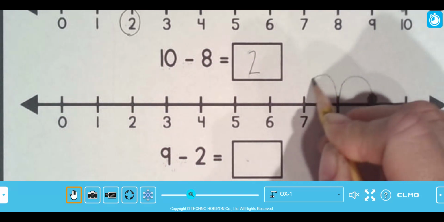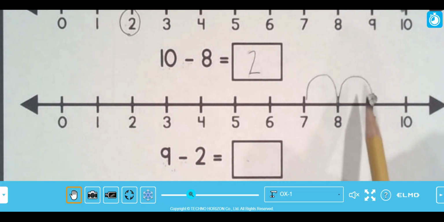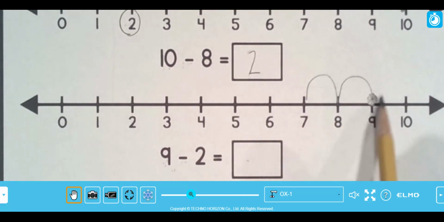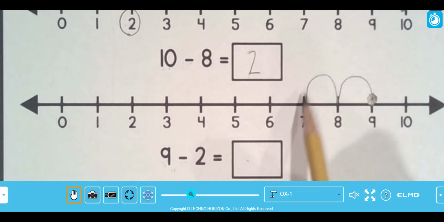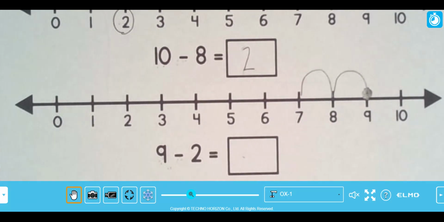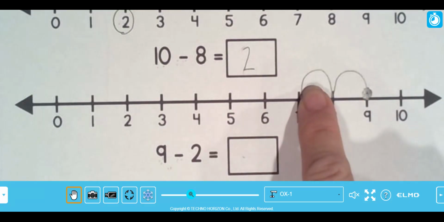1, 2. Go ahead and make your 2 bumps. Start with 9 and make your 2 bumps. And then count them when you're done. Go ahead. Okay, let's count them. 1, 2, good.